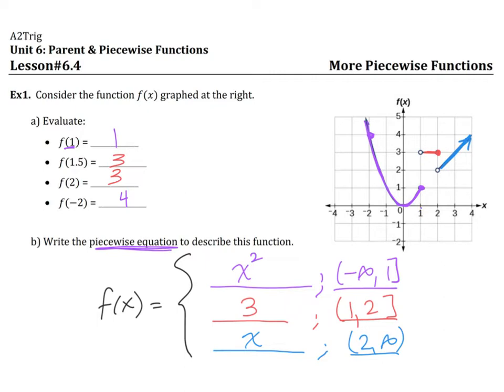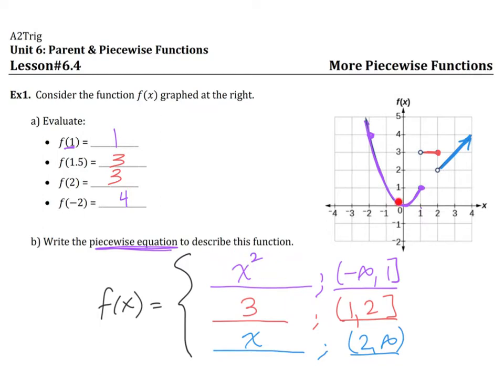So is this what you got? Did you get 1 for f of 1? For f of 1.5, when I go to the right 1.5, it's up here at 3. When I put in 2, I'm not here. That's an open circle, so I'm up here at 3 again. When I put in -2, did we know it's exactly at 4? Yes, I did. How did I know that?